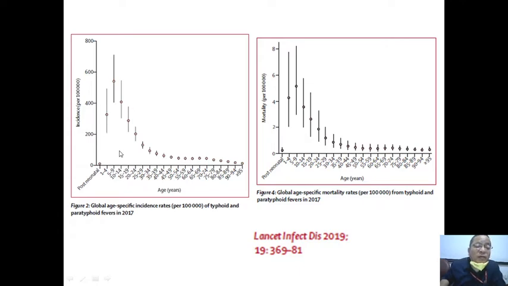If you look carefully, the majority of the incidence of typhoid fever is in the younger age group, mostly below 15 years. The vast majority of cases occur below 15 years of age. Similarly, the mortality rate is also very high in the younger age group, and this is more true for the developing country.